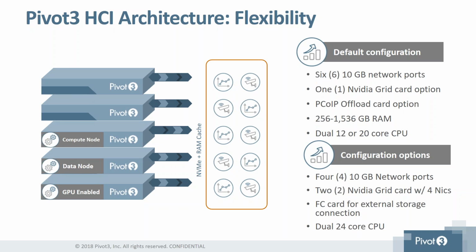Once we're able to drop down those NICs, we then have enough slots to do 2 GRID cards if that's what they want. We can do Fibre Channel cards for connecting to external storage devices. We can do dual 24 core CPUs. That's something we found very valuable in those VDI environments that are CPU constrained. We add these higher end CPUs, which lets you get a lot more CPU per server, really lowering those costs down.